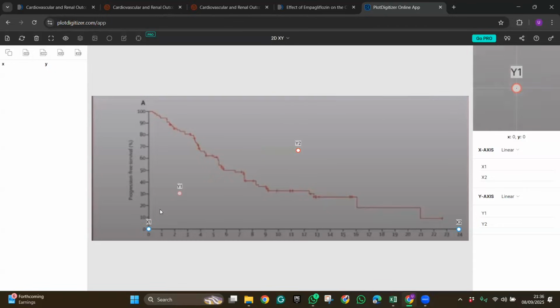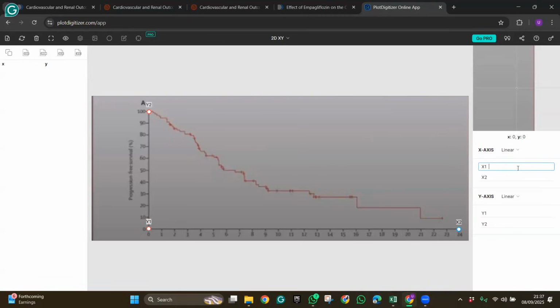You're going to do the same with Y-axis. You're going to take Y1, place it on the lower limit of Y-axis. Y2, place it on the upper limit of Y-axis, okay?